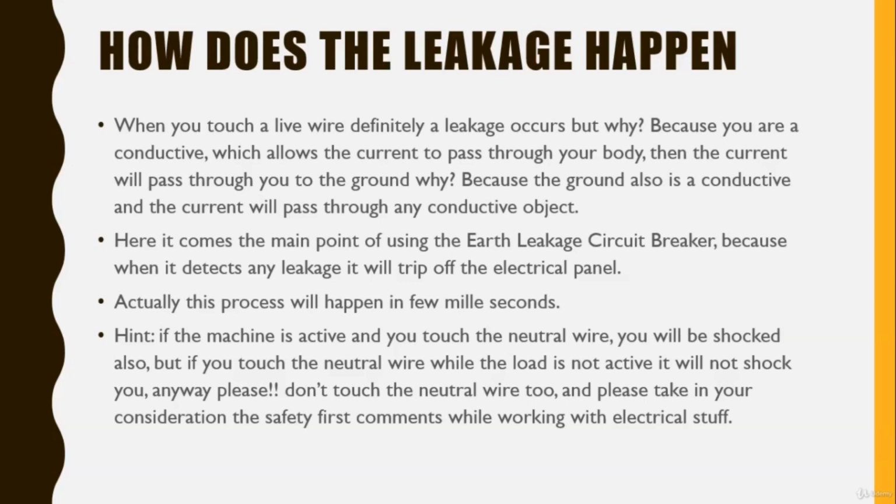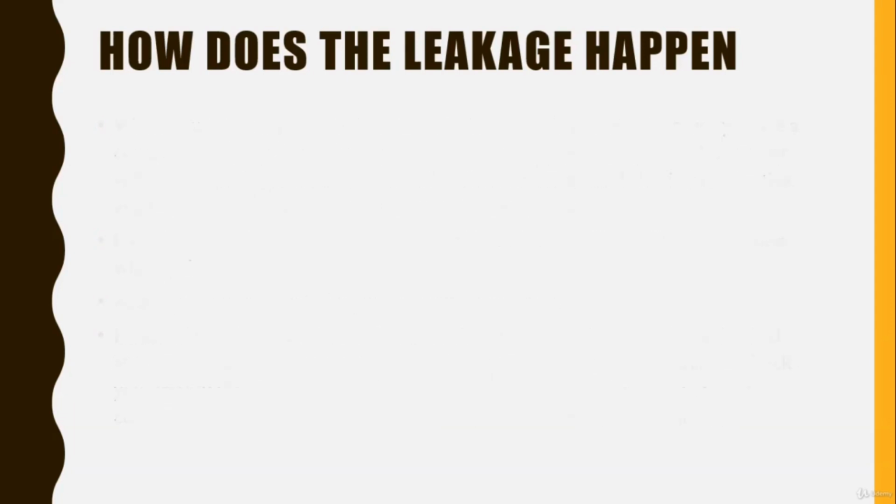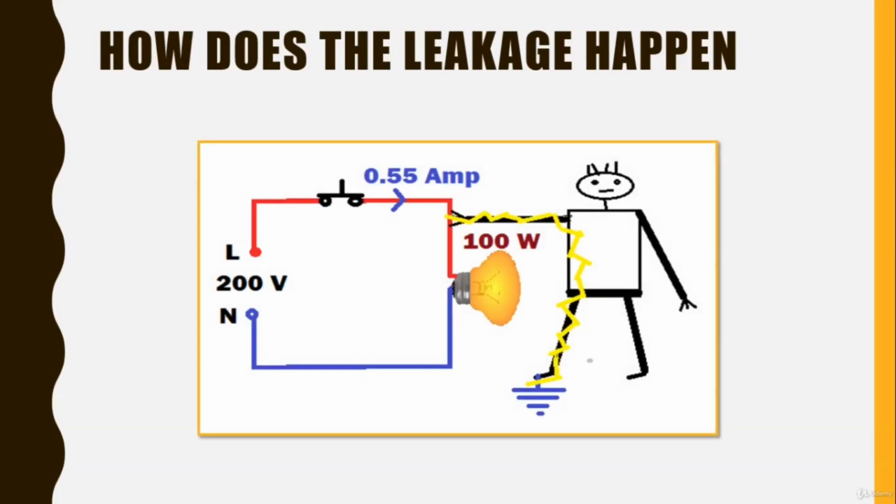Okay, pay attention. If the machine is active and you touch the neutral wire, you will be shocked also. But if you touch the neutral wire while the machine is not active, it will not shock you. Anyway, please don't touch the neutral or the live wires. And please take safety first into consideration while working with electricity. Okay, we are still in the same topic. This figure simplifies the leakage current. This man touches the live wire so that some of the current will leak out. Meanwhile, if this man touches the neutral wire while the light is on, a leakage will occur also.